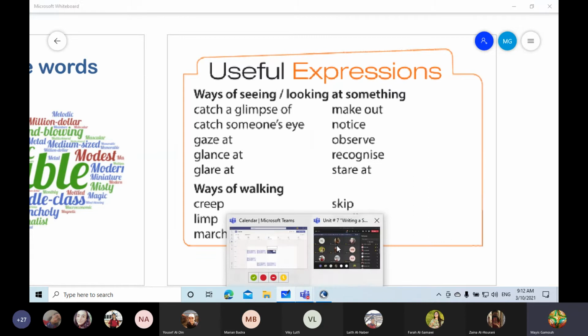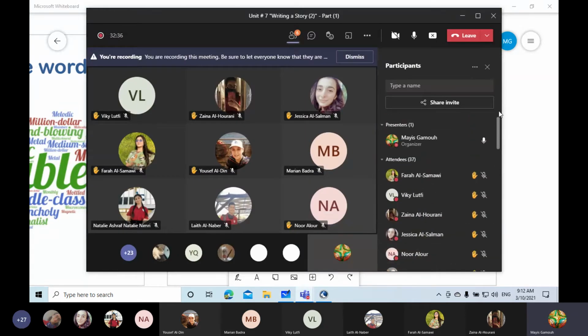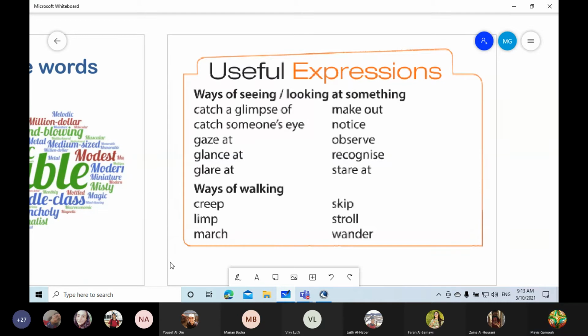And who would like to read the ways of walking? I need new hands. No new hands? Farah, go ahead, dear. Creep, limp, march, skip, stroll, wander. Yes, thank you. Okay, let's go back and see.